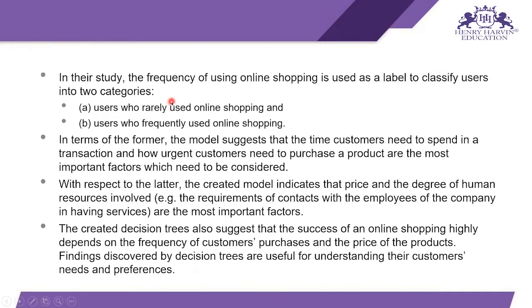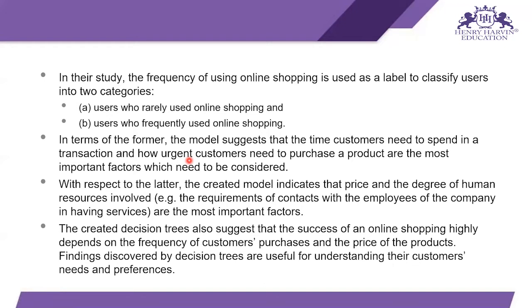Next, in their study, the frequency of using online shopping is used as a label to classify users into two categories: users who rarely used online shopping and users who frequently used online shopping. They collect the frequency of online shopping done by the users, and by collecting that data, they move on to another operation. In terms of the former, the model suggests that the time customers need to spend in a transaction and how urgently customers need to purchase a product are the most important factors which need to be considered.